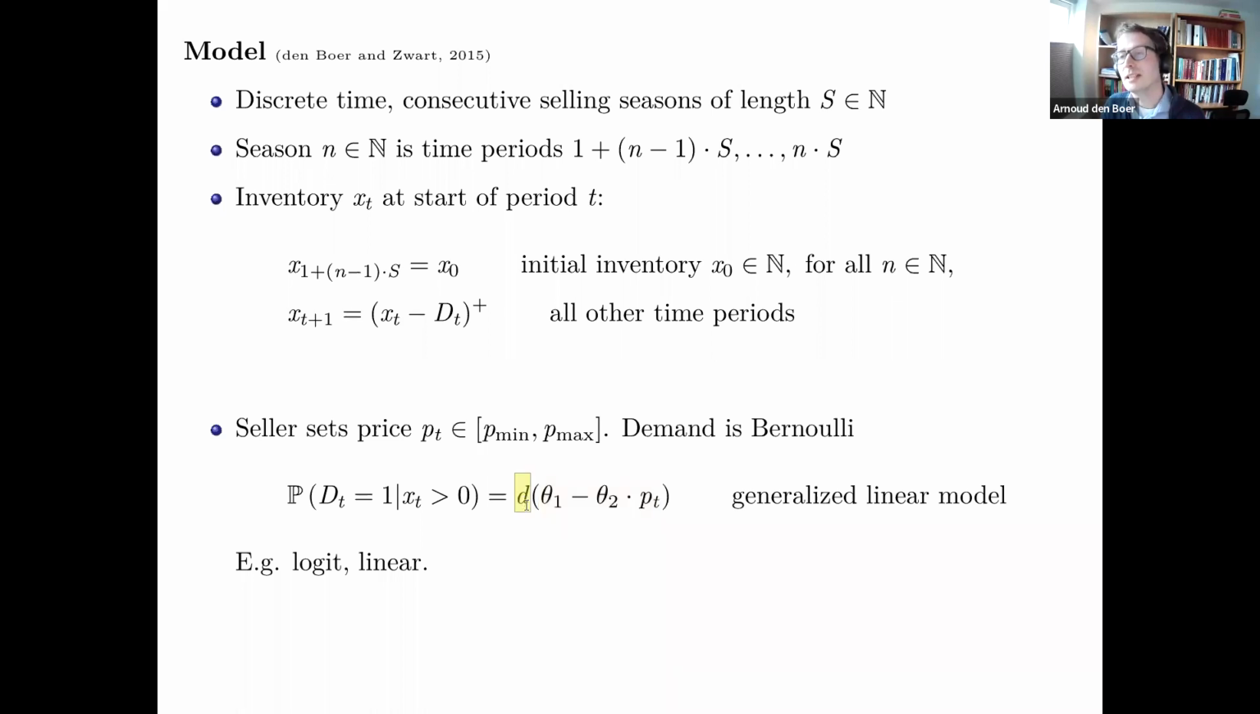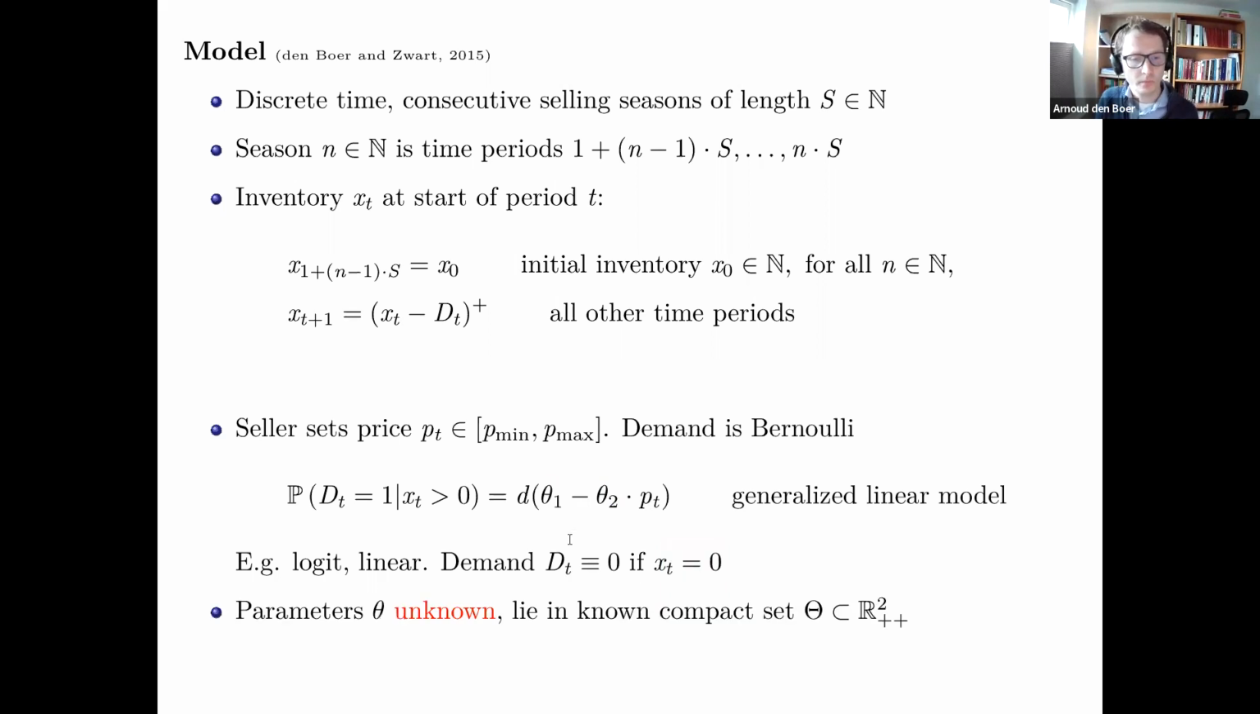A standard model is the Bernoulli logit model, where d is the logit function. But if d is the identity, then we just have a standard linear demand model. Theta 1 and theta 2 are unknown parameters. Of course, if there's no inventory, you have no demand. These are unknown, and they lie in some compact set. We can estimate these with maximum likelihood estimation.